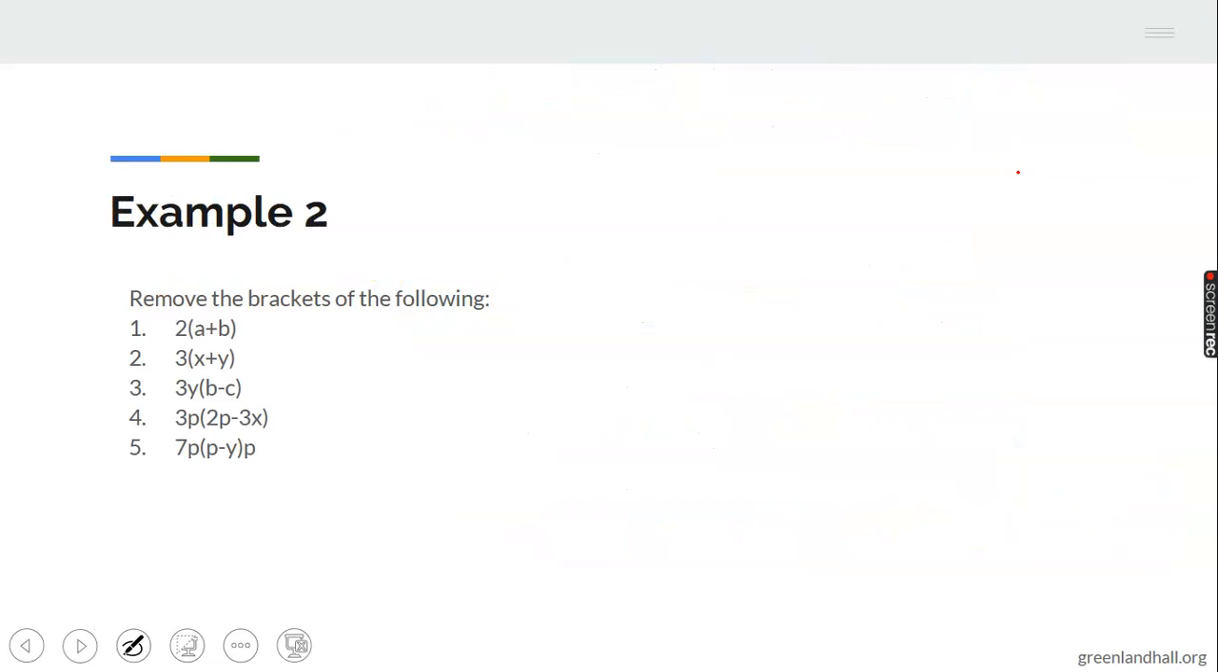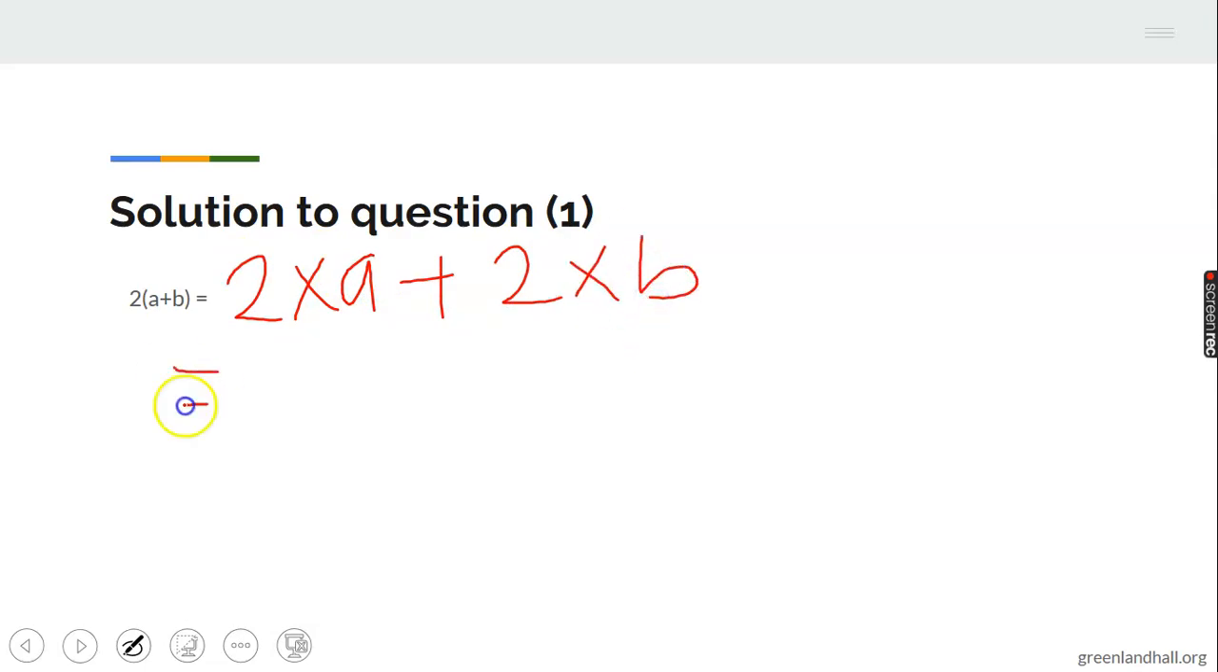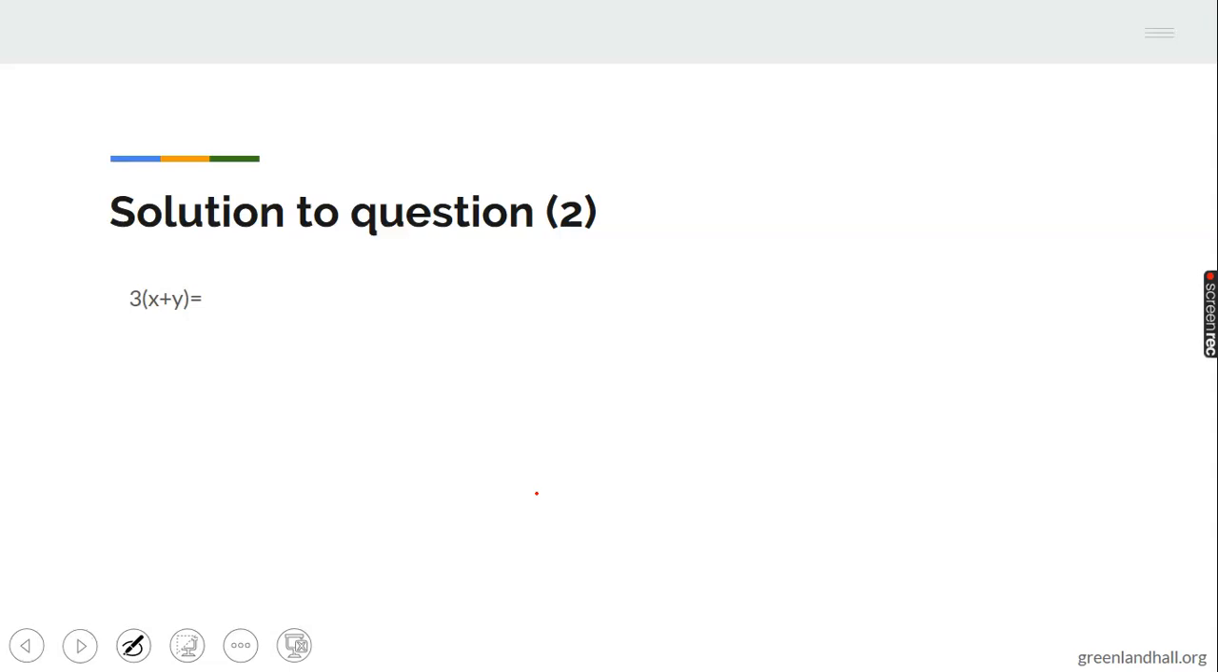Now, let's look at some other examples. Remove the brackets of the following: 2 into bracket A plus B, 3 into X plus Y, 3Y into B minus C, 3P into 2P minus 3X, 7P into P minus Y. Okay, let's look at the solution of the first question. This one is very simple. It's just 2 multiplied by A plus 2 multiplied by B. And 2 multiplied by A will give you 2A plus 2B. Answer. The next one, the same thing follows.